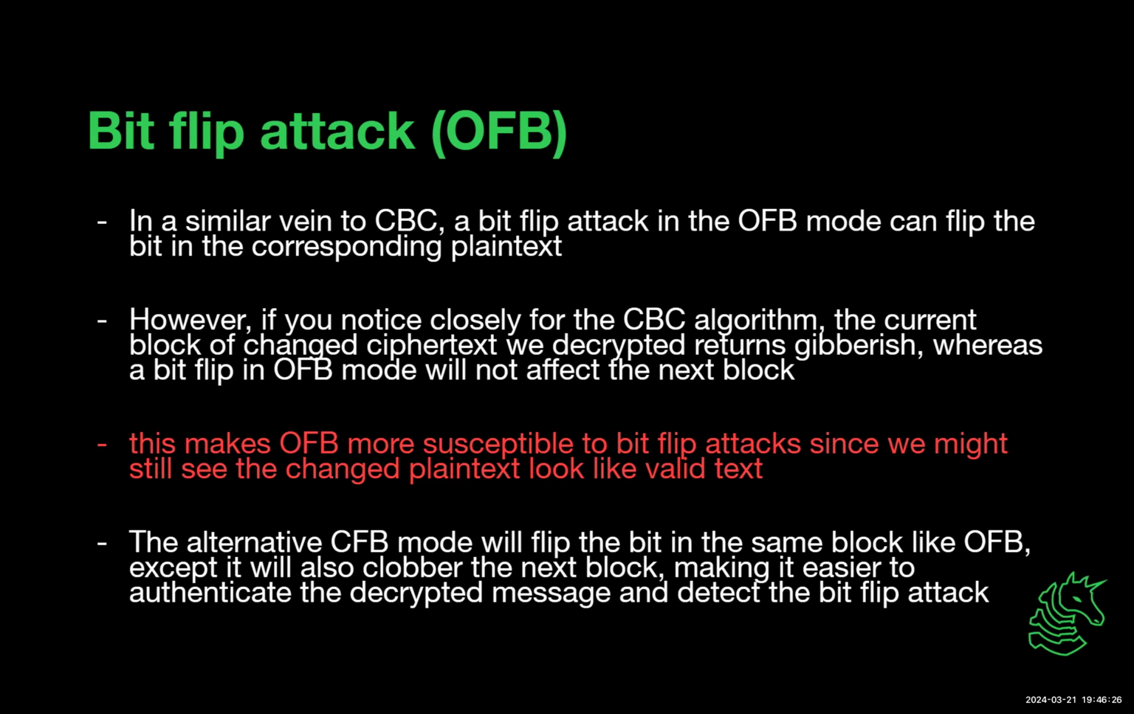Whereas for OFB, it's more silent, because only the bit in the next block will be flipped, but the current block is still okay. So it's a lot more of a silent attack in OFB, is the idea I was trying to get across. Now, the CFB mode, which is an alternate to OFB, will actually clobber the next block afterwards. So it's going to be able to be found out that a bit flip might have happened, with a message authentication code. So OFB bit flip attacks might be completely silent and they could be dangerous.